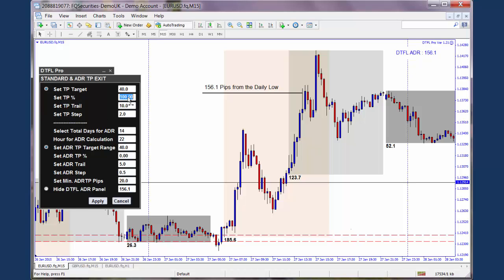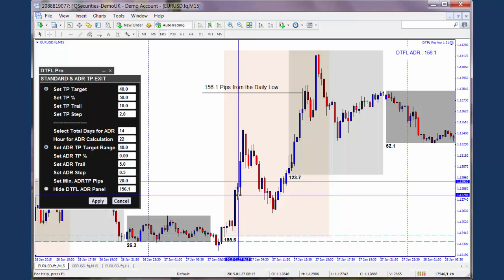If you'd had 50% there, then when it got to 40 pips of profit, 50% of the position would have been closed. So when it got to around here, 50% of the position would have been closed, and the remaining 50% would start to trail current price.